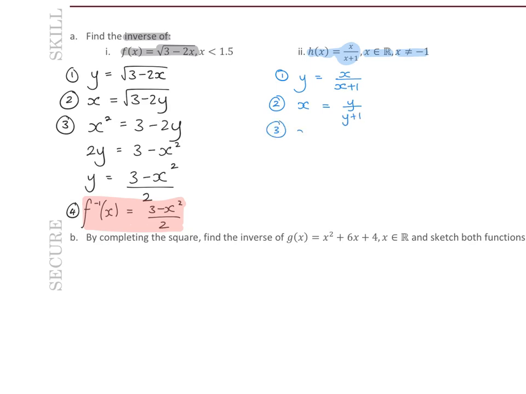Number 3, we are making y the subject. So remember, we want to get our y's together and our non-y's together. And then we are factorising.